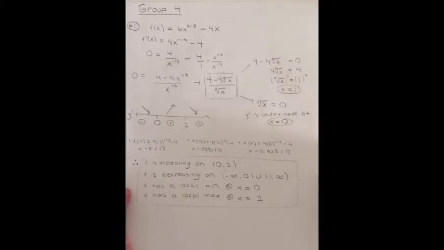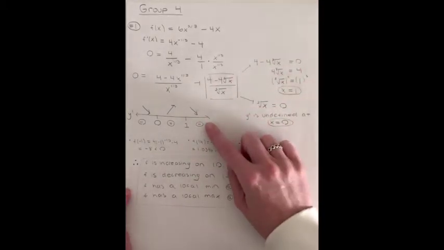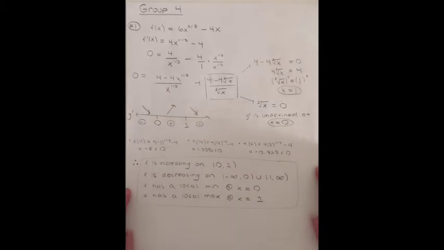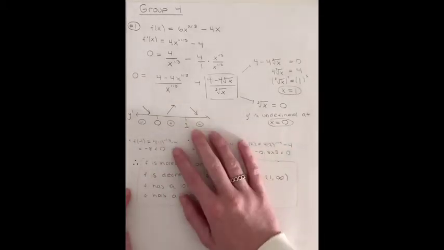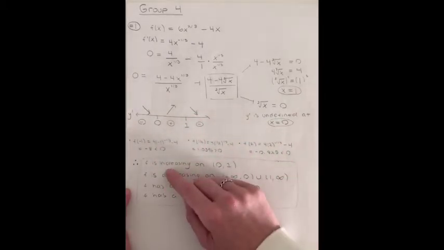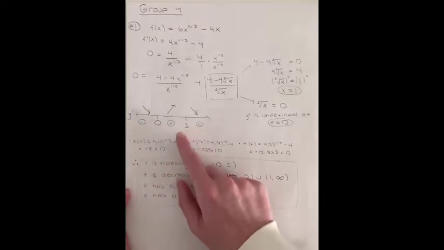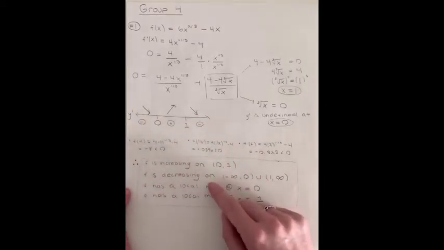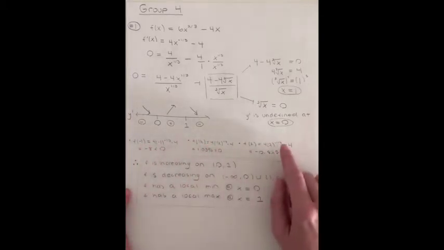Now the most important part here is creating the number line, and we can see we have 0 and 1. To test where it is increasing and decreasing, we can plug in values to the left of 0, in between 0 and 1, and any value that is greater than 1, which I did here. I chose -1, 1/2, and 2.